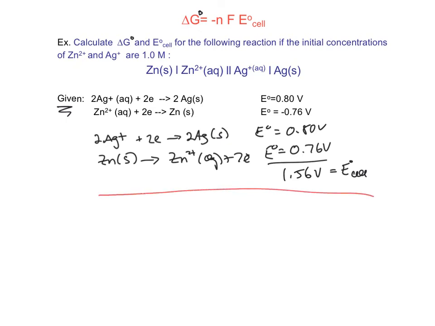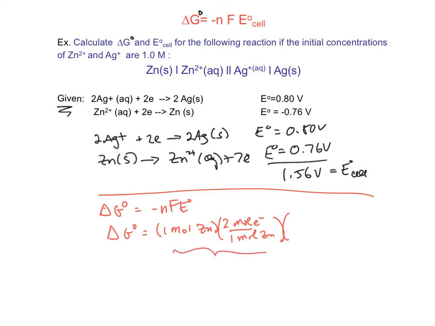All right, and we are going to use delta G standard is negative N F E cell, and delta G then will be equal to, you have 1 mole, it's a 1 molar solution, so you have 1 mole in 1 liter, and that's going to be a mole of zinc, okay, and then there are 2 moles of electrons for every 1 mole of zinc. Then, so this combined is N, the number of electrons that pass through the wire. Then F, Faraday's constant, 9.65 times 10 to the 4th.